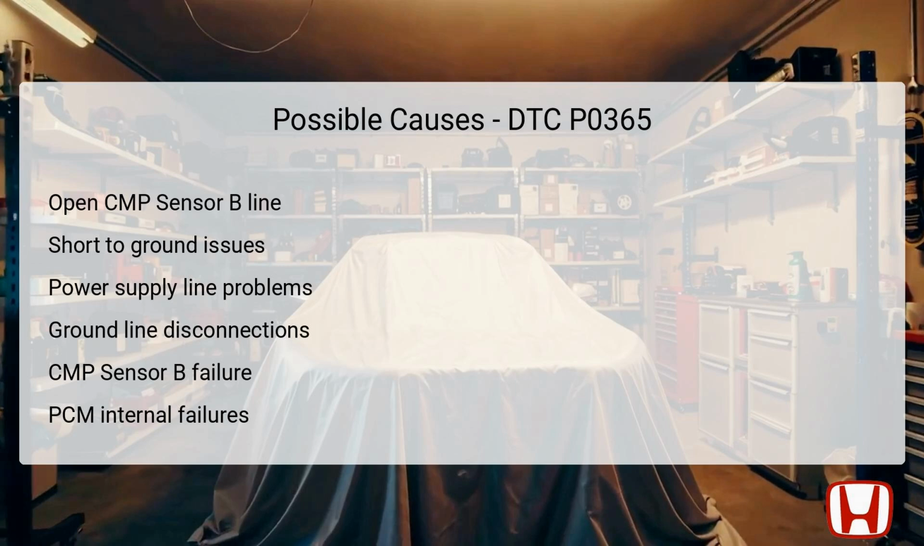Ground line disconnections can also hinder the sensor's performance, as proper grounding is essential for consistent operation. Other causes may include malfunctions within the CMP sensor B itself, rendering it incapable of transmitting data. Lastly, internal failures in the PCM could lead to an inability to process or recognize the signals from the CMP sensor B, warranting further investigation.